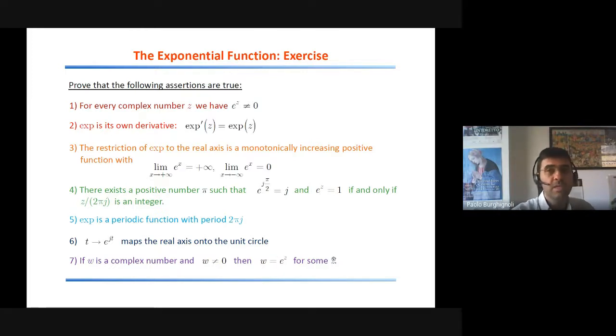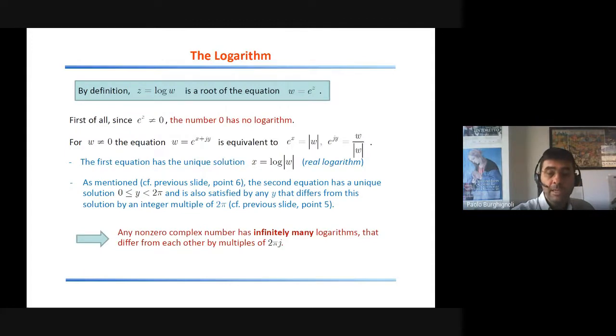Okay, that's an exercise for you. The last of those properties actually gives me the occasion to introduce the logarithm, which is the inverse function of the exponential. By definition, z is equal to the logarithm of w if z is a root of the equation w is equal to the exponential of z.